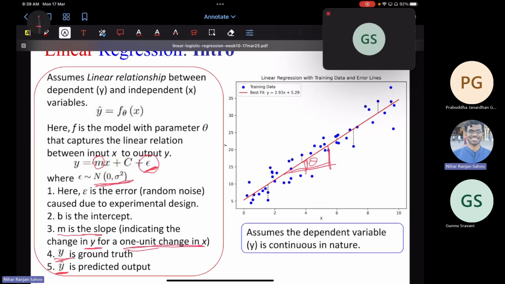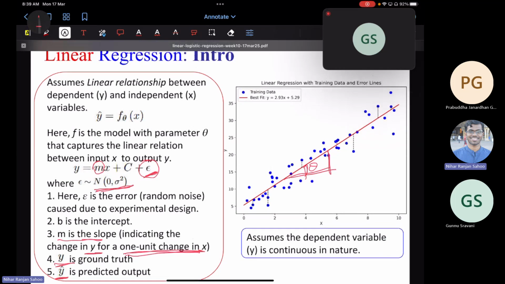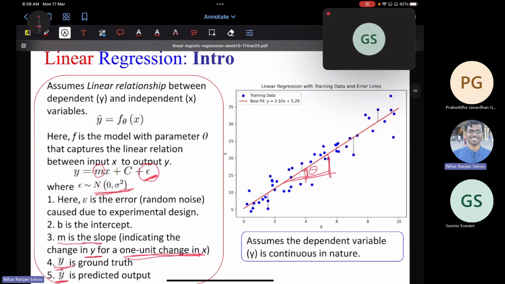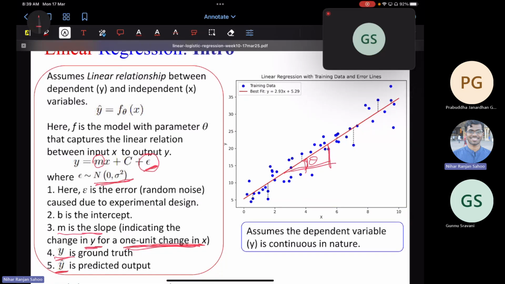So this is a very important concept. You might feel it is a very lame concept, but it is very important. I'm giving you a pre-hint about your quiz: one particular question will come based on this concept only. So the change in y for unit change in x, right?